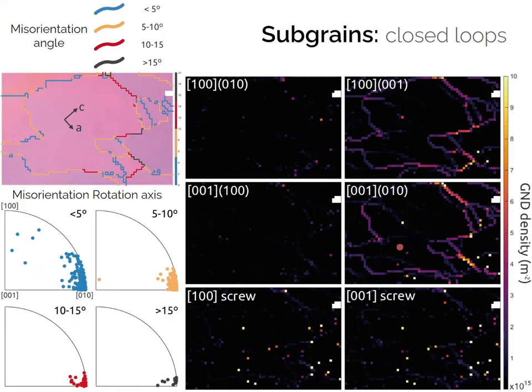The situation with the closed loop subgrains looks pretty much the same as in the zigzags. Misorientation rotation axes lie parallel to the olivine B-axis, and they mainly consist of these two edge dislocation types.